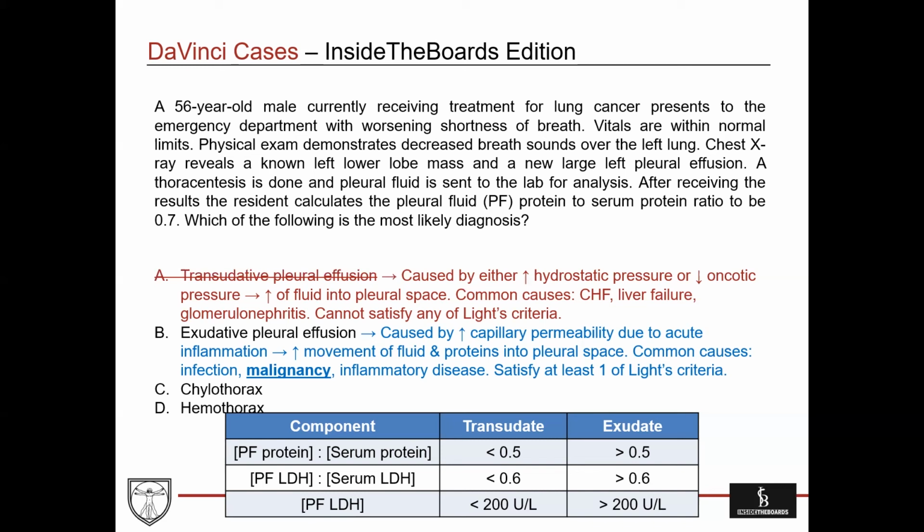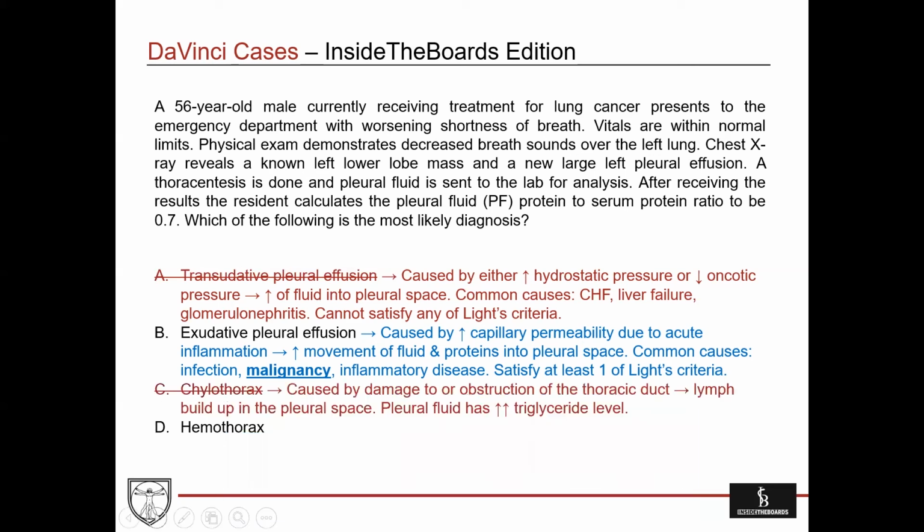And we've also already satisfied one of LIGHT's criteria with the demonstration of pleural fluid protein to serum protein ratio being greater than 0.5. In this case, it's 0.7. The next option choice that we have is C, chylothorax. Now, chylothorax is due to damage or obstruction to the thoracic duct. In this scenario, the lymph will build up in the pleural space, and the pleural fluid will have increased triglyceride levels and will show a cloudy color.